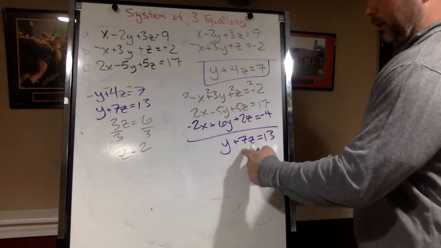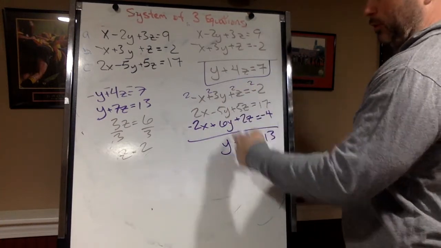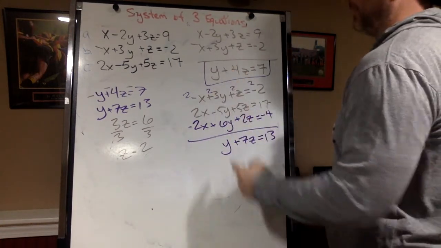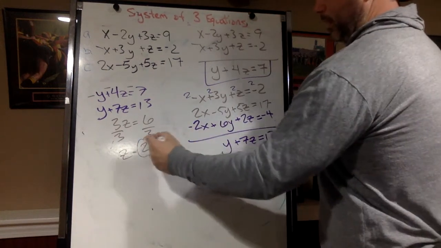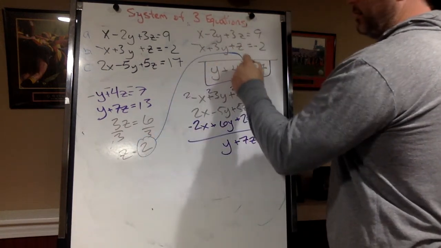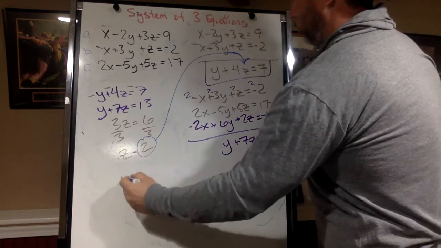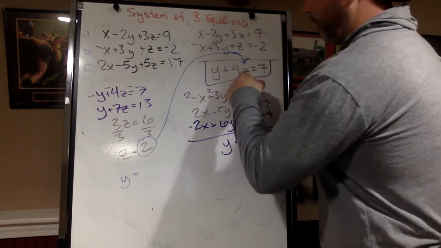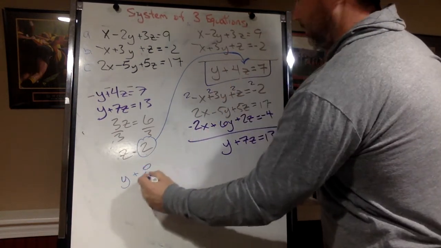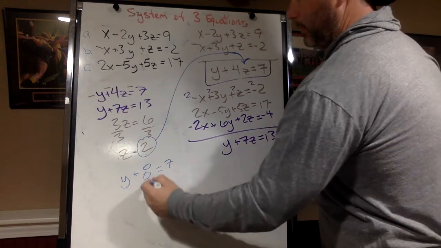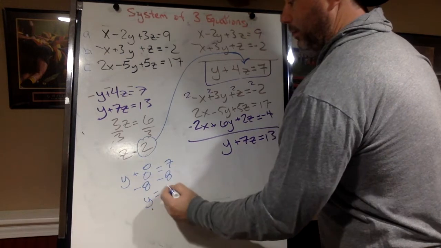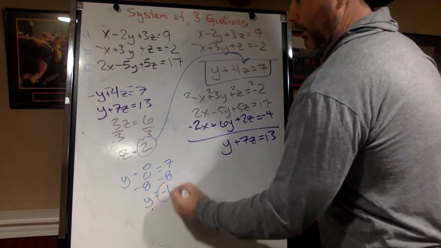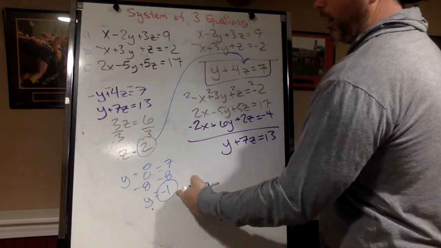Well, I can plug that into one of these two equations to find y. I kind of like this one better. And it doesn't matter which one you plug it into. So that's z going in here. So I get y plus 4 times 2 is 8 equals 7. Subtract the 8. y equals negative 1. Now, I have z is 2, y is negative 1.